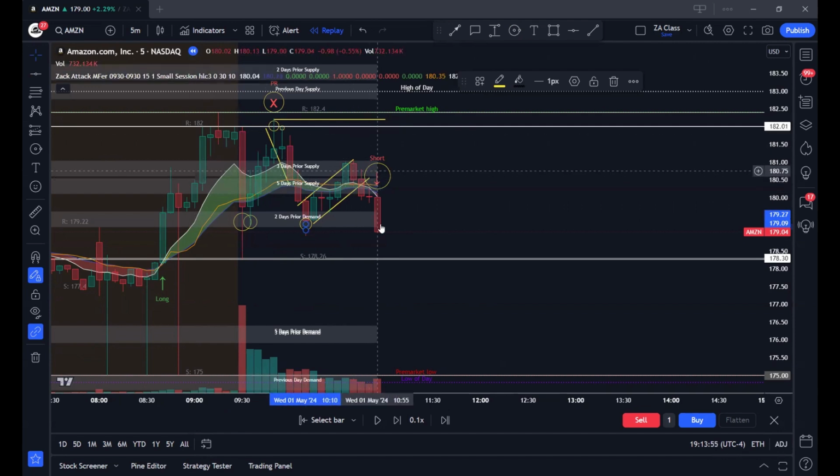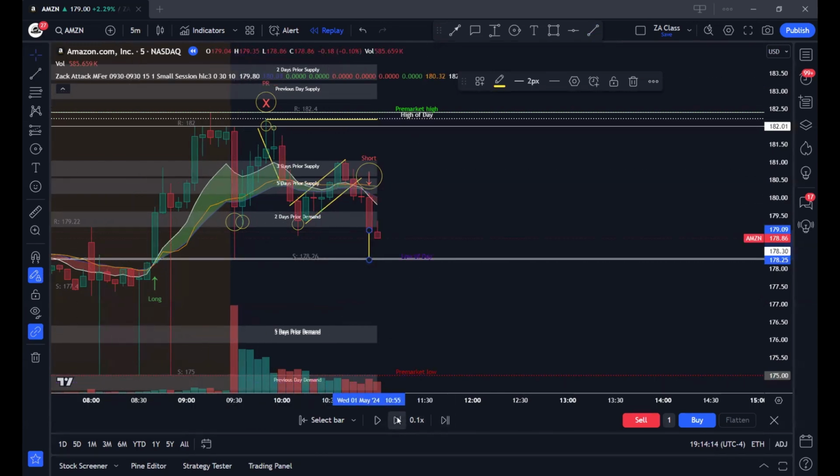So I would enter my Amazon puts here. I like to use the EMAs as my stop. If we closed above the EMAs, I would take a loss here. You could even use this zone if you want to keep your loss a little bit tighter, right? And then I would look to scalp this to the next support down. The next support is 178.26. So let's take a look at how price develops.